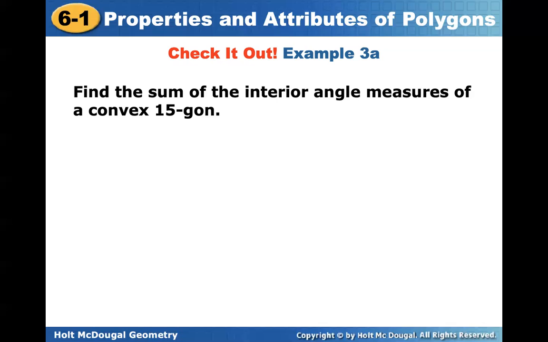First one, you just got to find the sum of the interior angles. 3A. Second one, 3B, you got to find each one. So that's a regular polygon. So then you can find the sum of the interior angles and then divide that by how many sides it has.